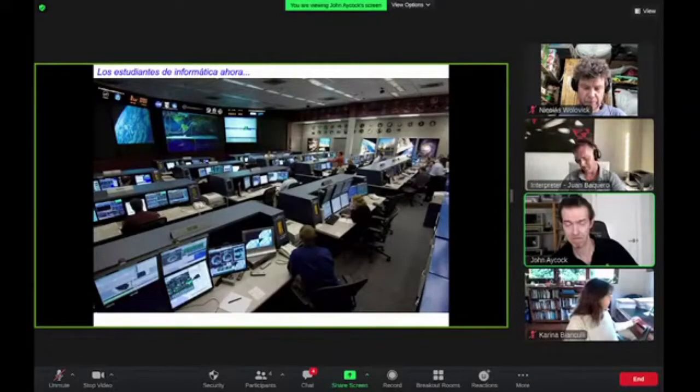I'm exaggerating, of course, but not by much. They'll have multiple displays, their laptop open beside them, with all the world's knowledge at their fingertips, and a cell phone too, for good measure.